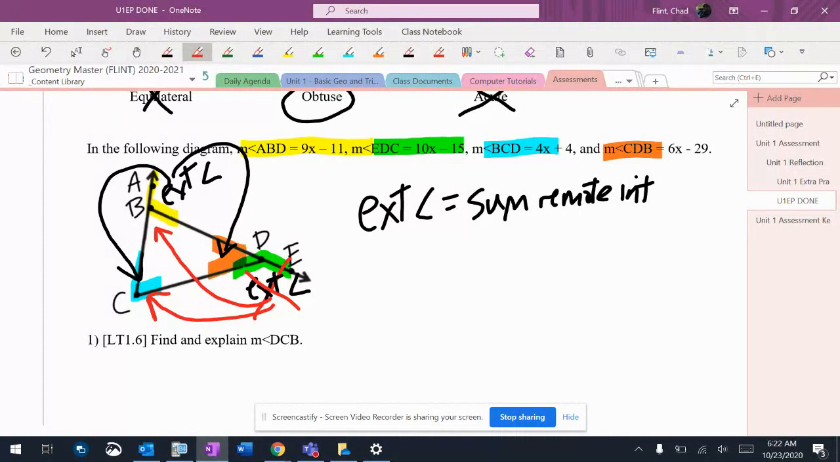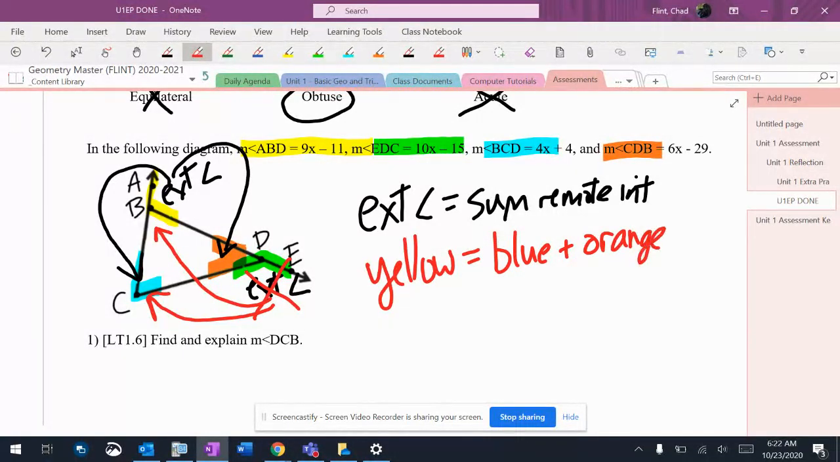So what I need to be able to do is go through and set up an equation. But I had to make sure I could tell that it was the yellow one that I wanted to use. So yellow equals blue plus orange. Okay, and I'm going to make my equation.